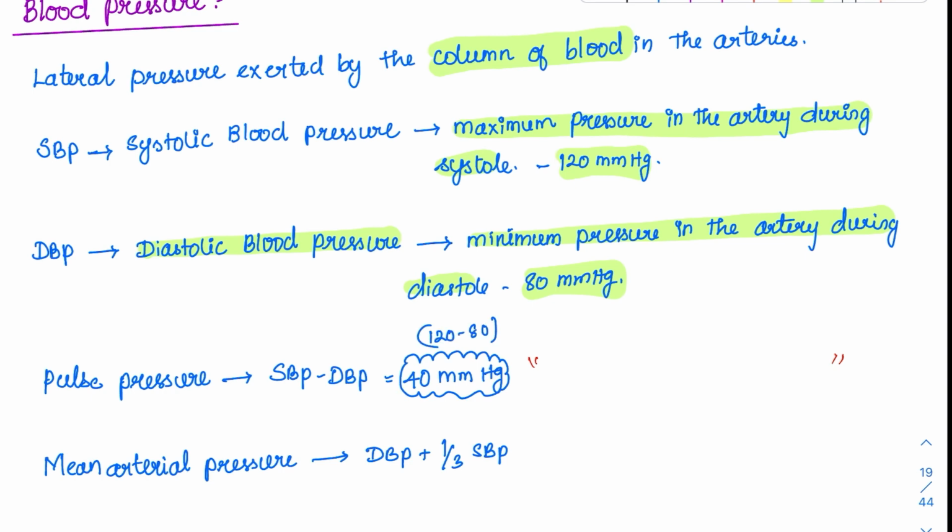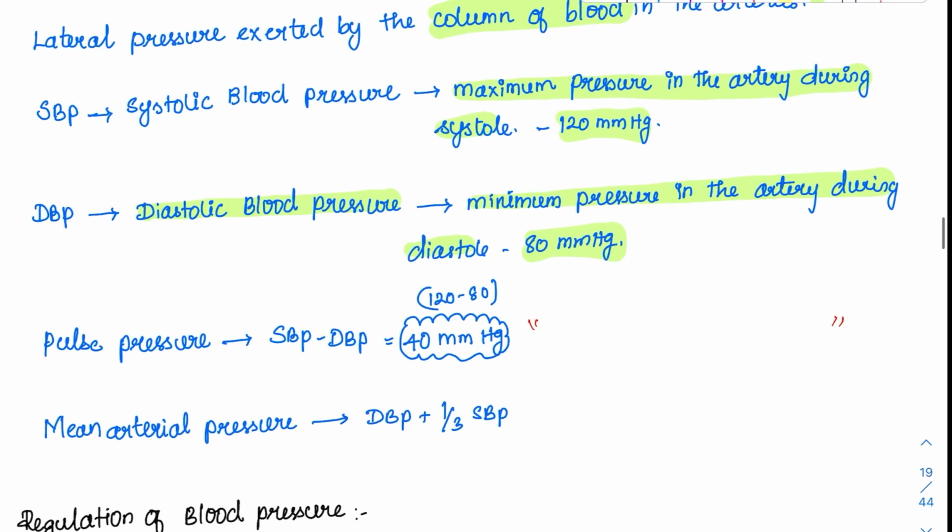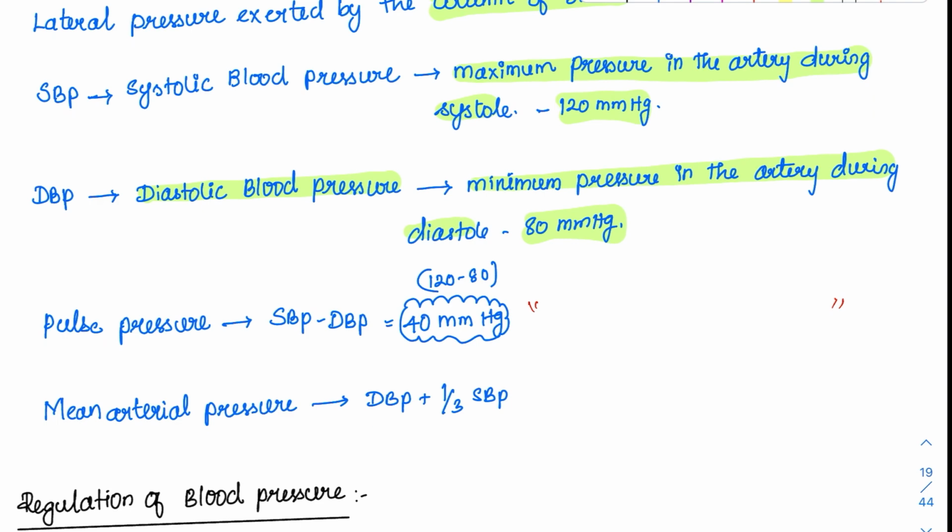The importance of this pulse pressure is that this is the one for which the baroreceptor is highly sensitive. So whenever there is a change in pulse pressure, the baroreceptor action will be more predominant. So baroreceptor sensitivity is high for pulse pressure.